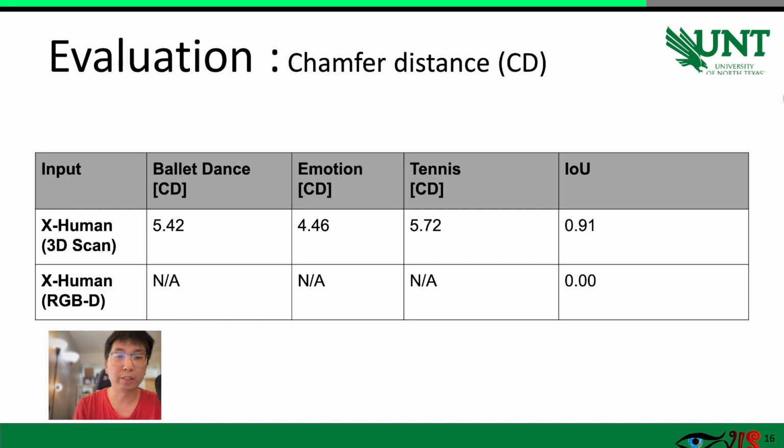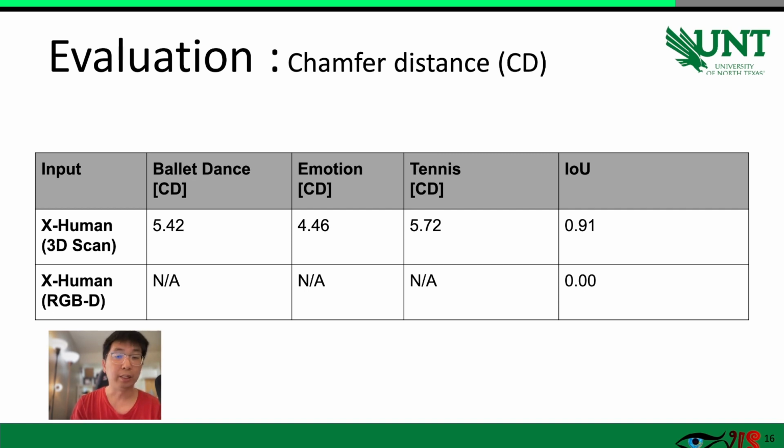So coming to the evaluation, we use the Chamfer distance, which is measured in millimeters. For the X-Human 3D scan, it has a deviation of just 5 millimeters from the original subject, and for the emotion, it has 4 millimeters from the ground truth or the original subject. And for the tennis, we have the overall landmark Chamfer distance of 5.72 millimeters away from the subject. For the IOU, we merge the SMPL model that we generated with the ground truth, and the IOU is 90%, 91%.